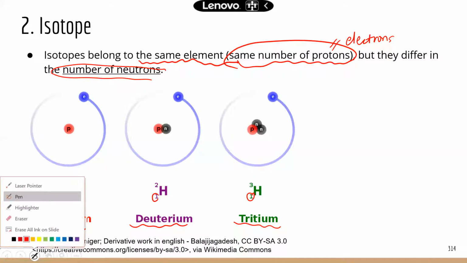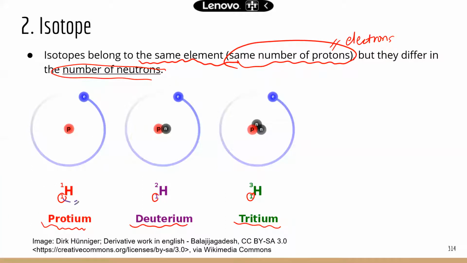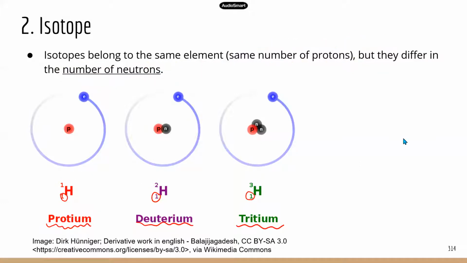Oh, I probably should use a different color. That's the number of protons. And here, you can see they all have a number of 1, right? All the hydrogen isotopes have 1 proton, but the number here differs: 1, 2, and 3. The numbers on the top indicate the atomic mass. And again, atomic mass is the sum of the number of protons and number of neutrons, right?